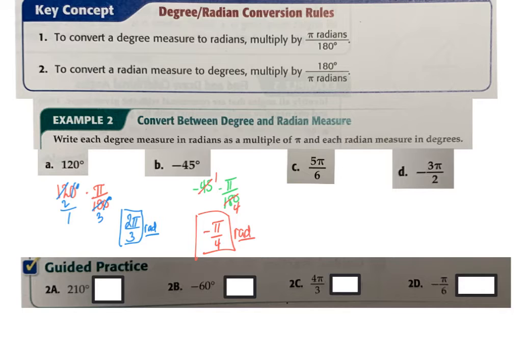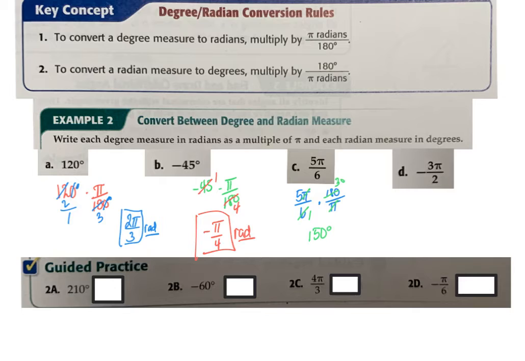Converting the other way. 5 pi over 6 is in radians. We want it in degrees. We're going to multiply by 180 over pi. My pi's will cancel. My 6 will cancel with my 180. And I'm left with 150 degrees. I like those. All right.